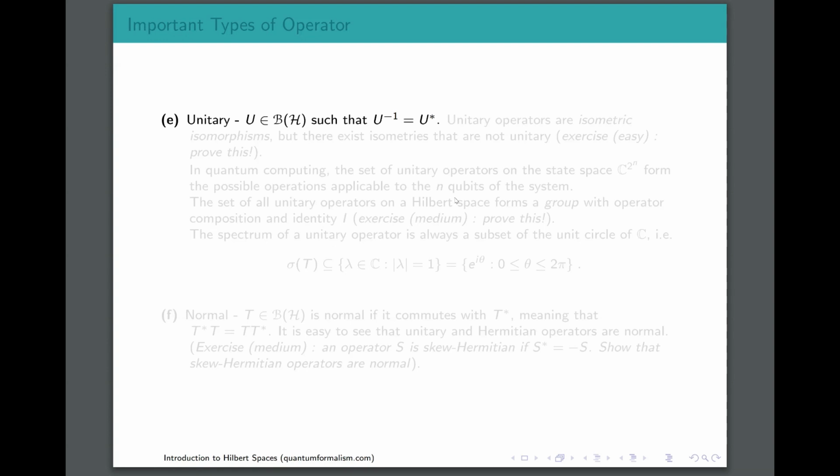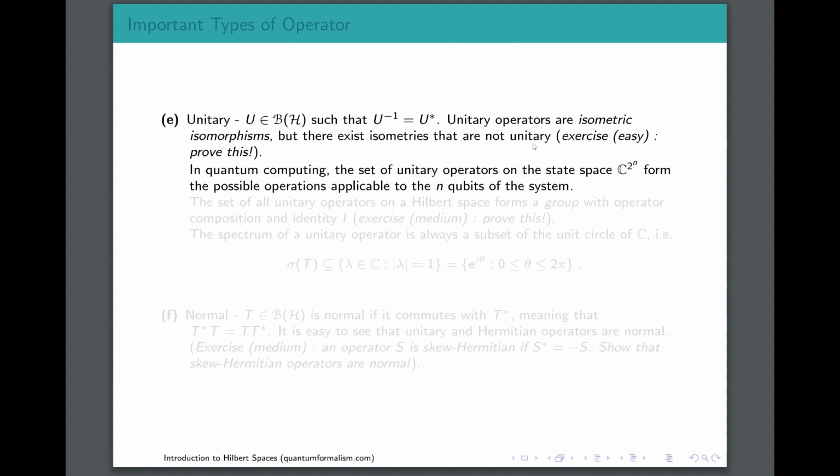The next type of operator we're looking at is the unitary operator. This is an operator on a Hilbert space for which its inverse is equal to its own adjoint. Now, there are always isometric isomorphisms, but there do exist isometries that are not unitary. So an exercise I've left for you is to find such an isometry that is not unitary.